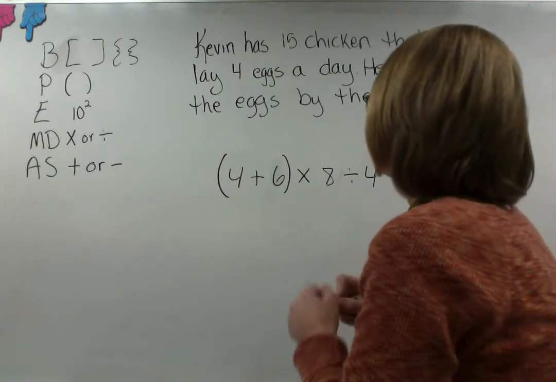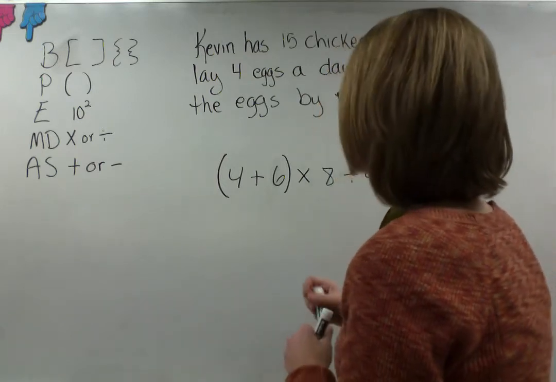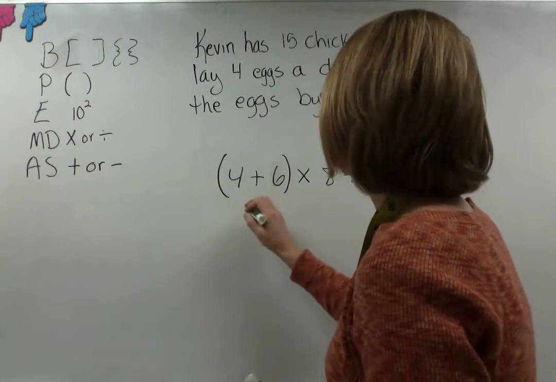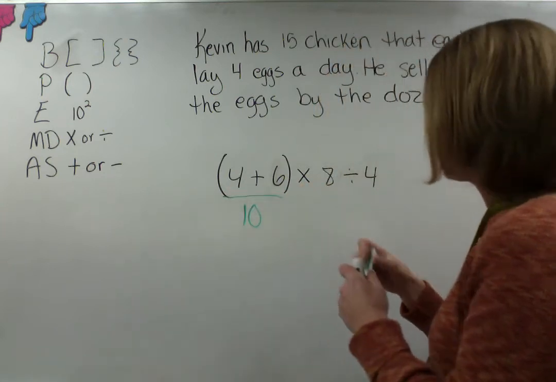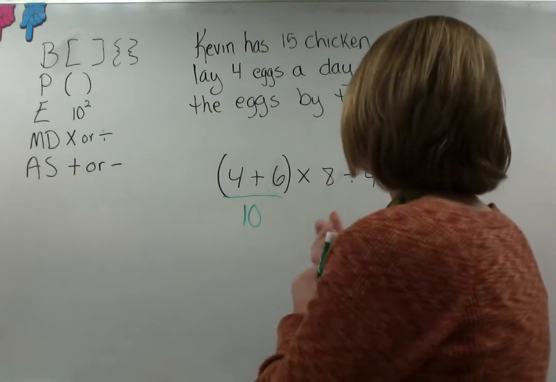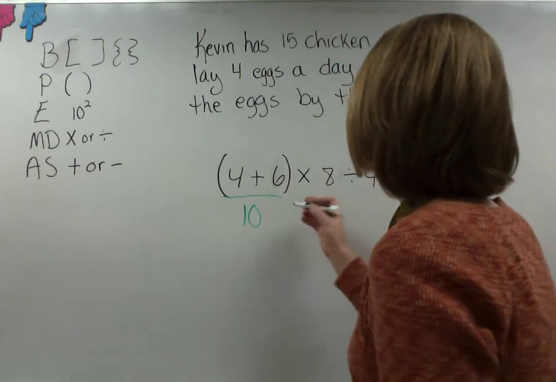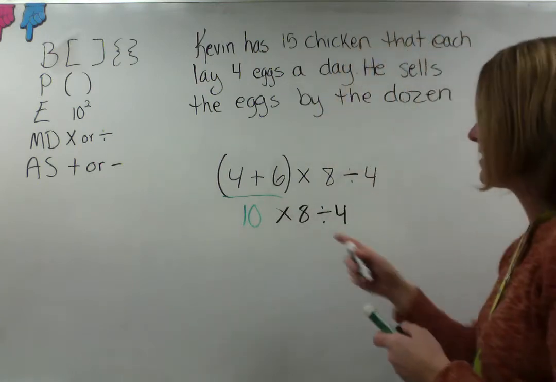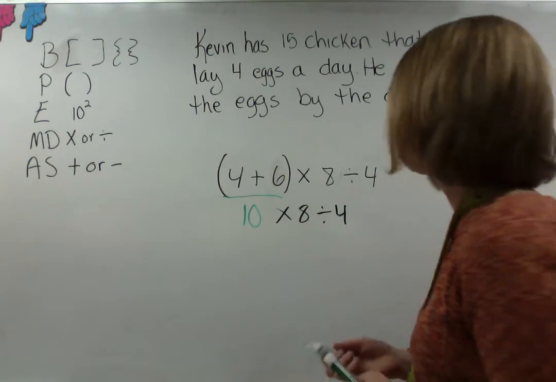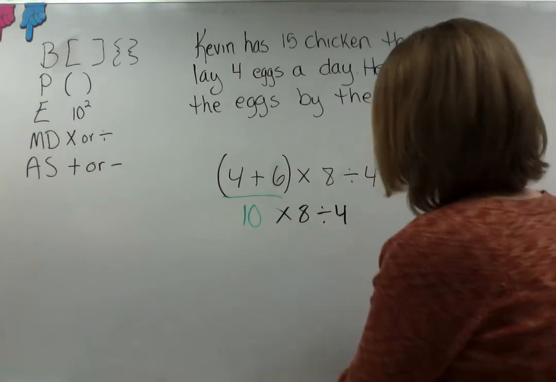All right, so I'm going to come over here and I'm going to say, now I have parentheses, so I have to do this first. So I'm going to put the 10 because that's what that equals. I did this part of the problem first. And then I'm going to, oops, sorry guys, do the rest of the problem, okay? And now that I've solved for everything in the parentheses, those parentheses can disappear, all right?